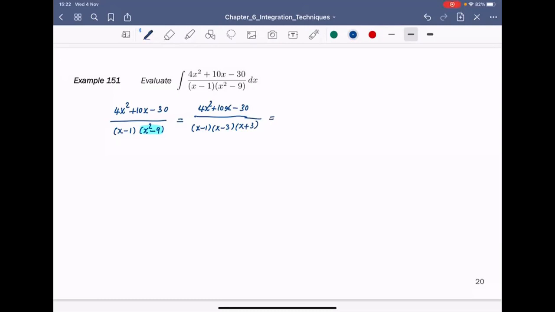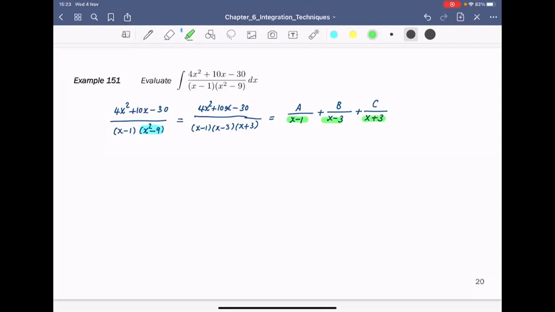Does it make sense? And then I'm going to set up the right hand side to be A over (x minus 1) plus B over (x minus 3) plus C over (x plus 3). Right? Because I have linear factor, linear factor, linear factor. So the top is going to be just constants A, B, C. Sounds good?